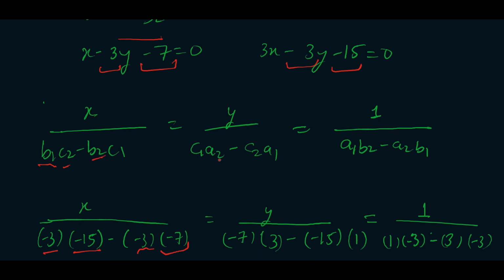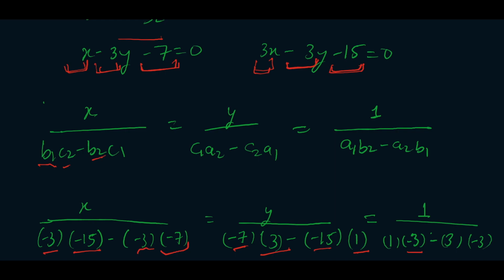Now here it is c1 a2 minus c2 a1. So c1 is minus 7 and a2 is 3. So it is minus 7 multiplied by 3 minus c2 a1. So c2 is minus 15 and a1 is 1. So it is minus 15 multiplied by 1. So this will be equal to a1 b2. So a1 is 1, b2 is minus 3. So 1 times minus 3 minus a2 b1. So a2 is 3 and b1 is minus 3. So 3 times minus 3.